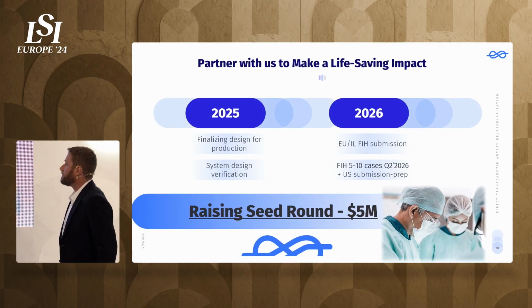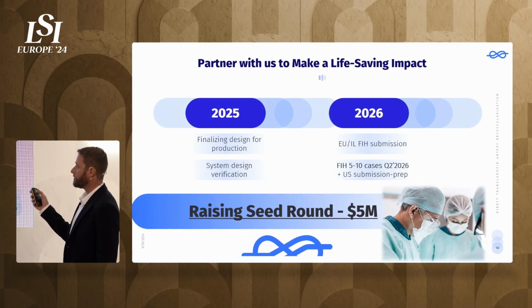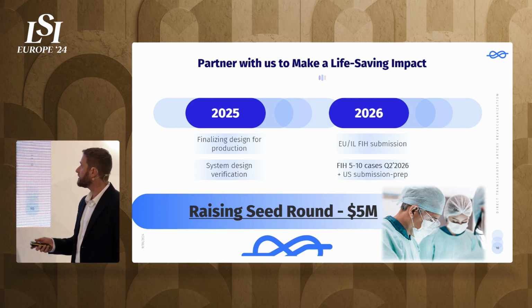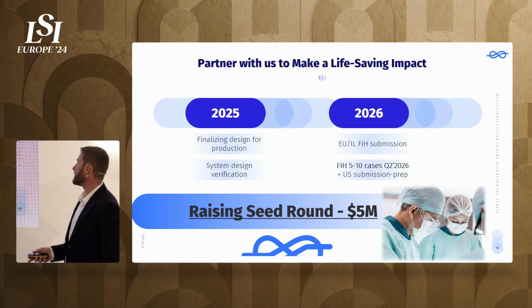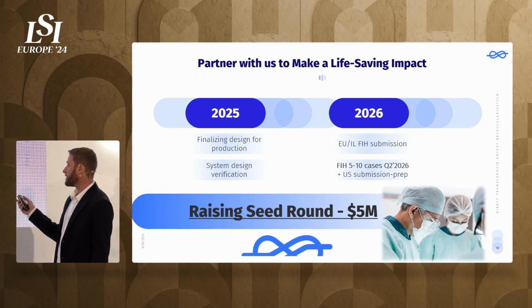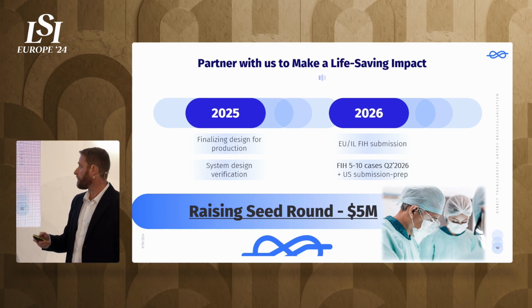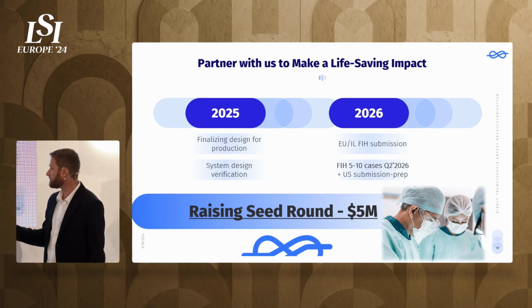Our plans for the next couple of years: in 2025, finalize the design and do all the verification needed. In 2026, initiate our first human study. To achieve those milestones, we are looking for $5 million that will be used to hire additional personnel and produce the necessary units.